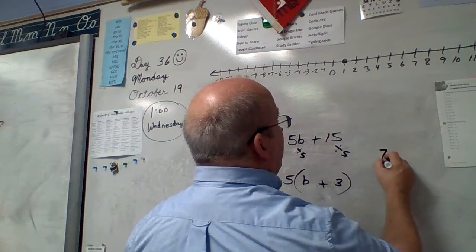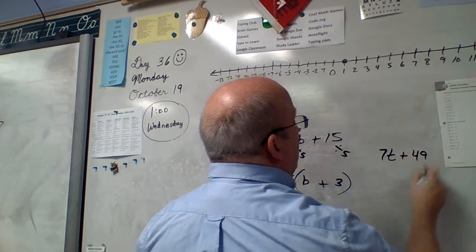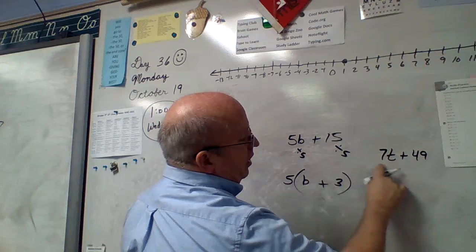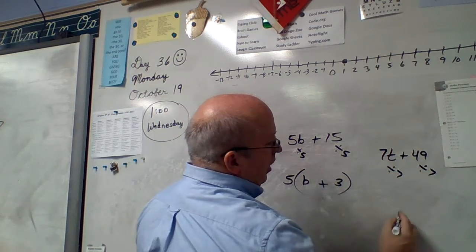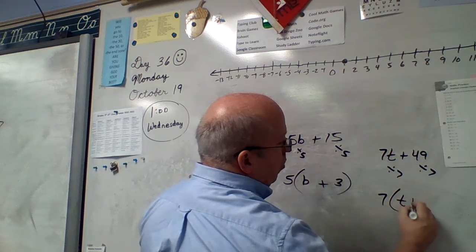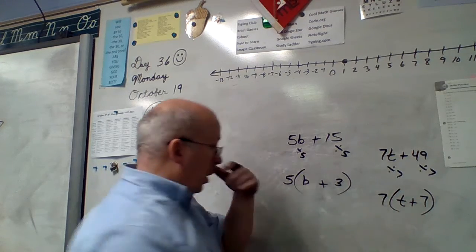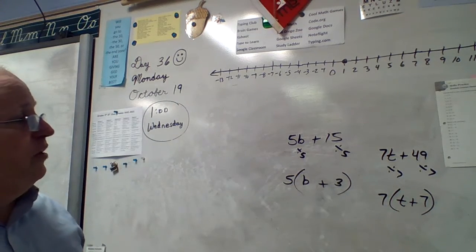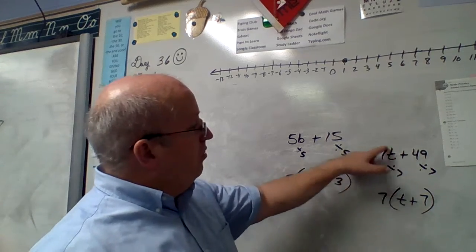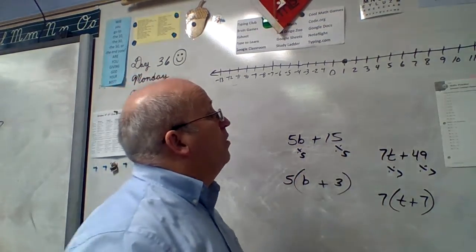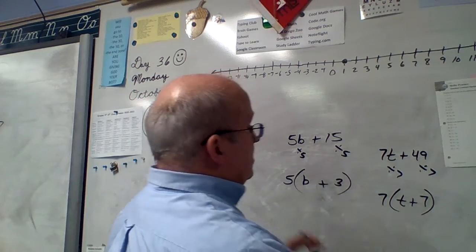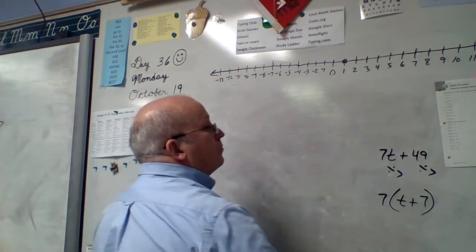What if I have 7 times t plus 49? I'm looking at this and I'm thinking, what can I divide out? Well, I can divide out a 7. And if I do that, I get 7 times the quantity of t plus 7, because I'm dividing out a 7 from this, and I'm dividing out a 7 from this. I'm looking for the biggest number I can divide out. Okay, let's try another one.